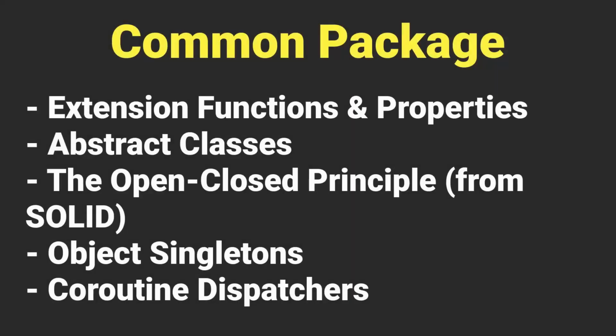The common package contains code which is reused in a variety of different classes and functions. In this part of the tutorial, we will learn about many different Kotlin language features which are designed for sharing code in an intelligent and efficient way. Topics covered include extension functions and properties, abstract classes, the open-closed principle, object singleton, and coroutine dispatchers.